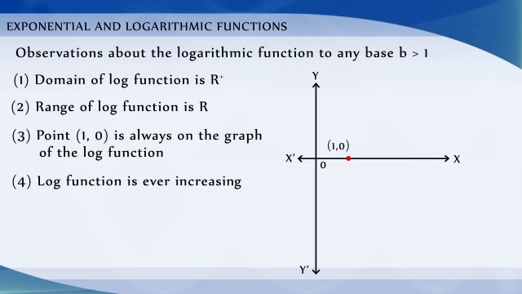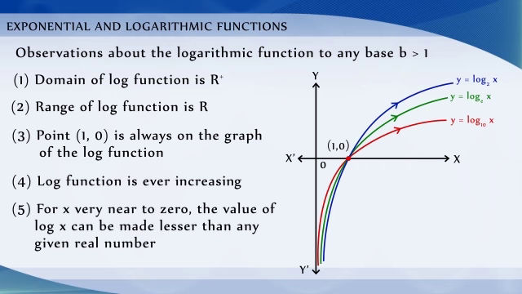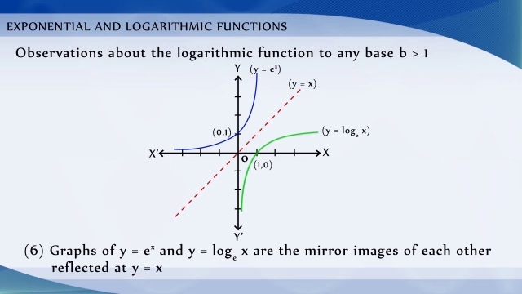The log function is ever increasing. That is, as we move from left to right, the graph rises upward. For x very near to 0, the value of log x can be made less than any given real number. In other words, in the fourth quadrant, the graph approaches the y-axis but never meets it. The graphs of y is equal to e to the power of x and y is equal to log x to the base e are mirror images of each other reflected in the line y is equal to x.